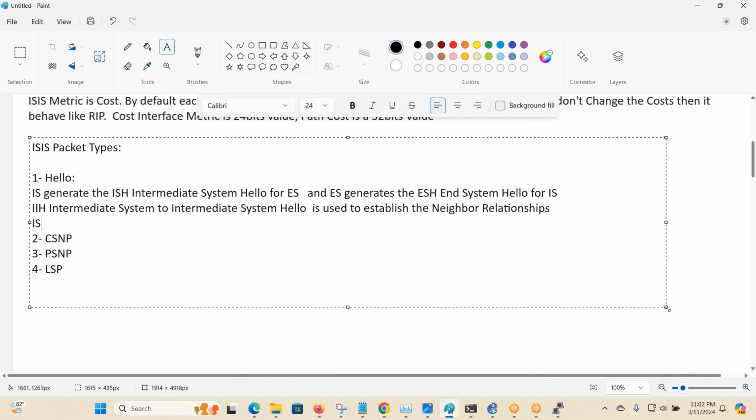So ISIS establishes different neighbor relationships at level 1 and level 2. If two routers are running both levels, level 1 and level 2, they will establish two neighbor relationships, one for level 1 and one for level 2. It means this IIH is also of two types, level 1 and level 2.